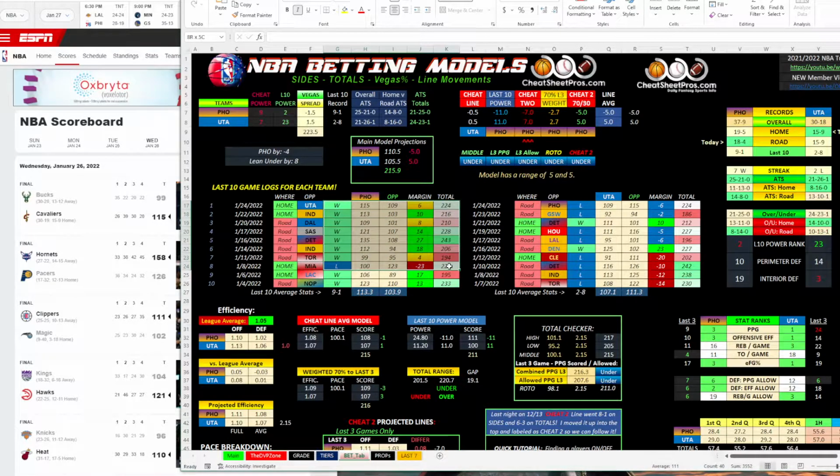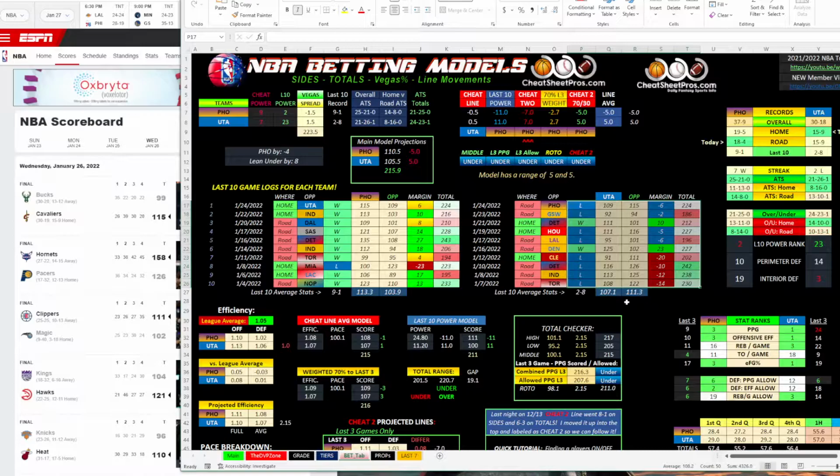So look at this. They're 9-1 in their last 10 games straight up, and look at their wins. 6, 10, 8, 14, 27, 18. I mean, they're great. They're phenomenal. Phoenix is killing it. They're red hot right now. Let's look at Utah and see how they're doing.